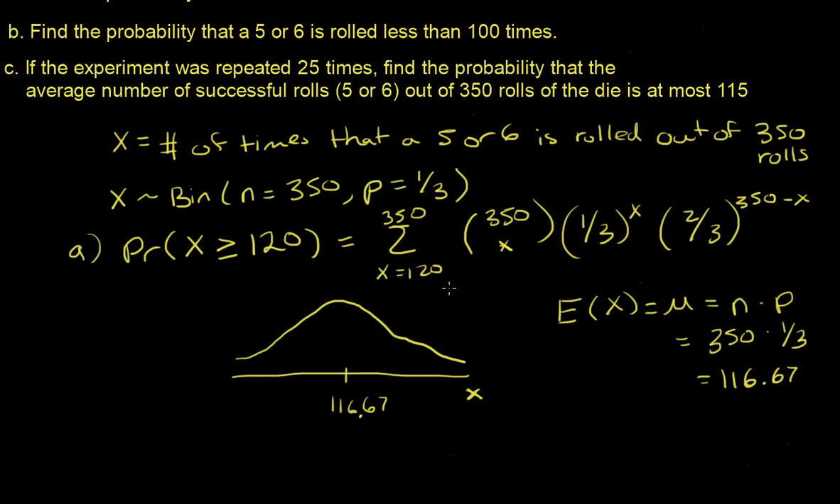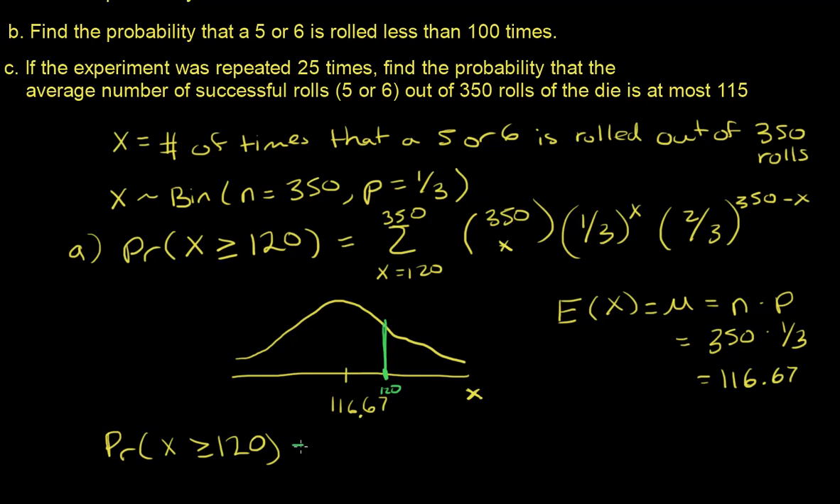All right, so let's see. If we say this is approximately normal, this is the distribution of x, which is binomial, then how are we going to solve this? We have the probability that x is greater than or equal to 120. Where is 120? 120 would be somewhere around up here.